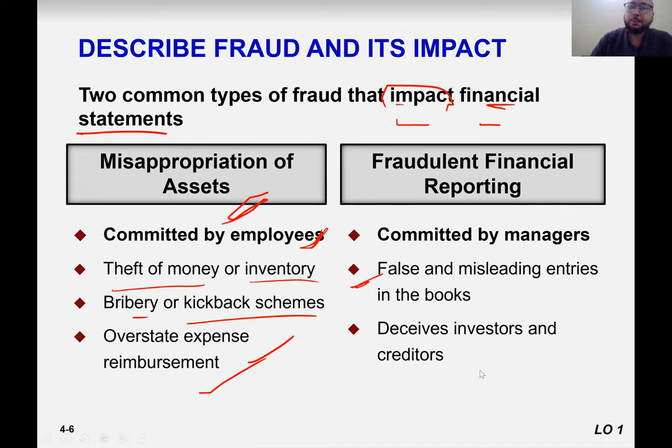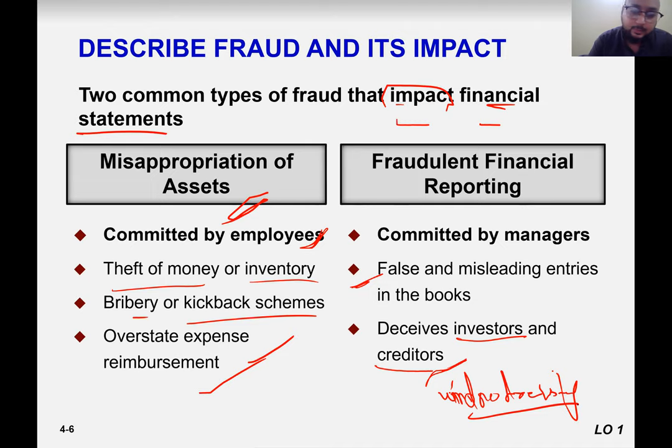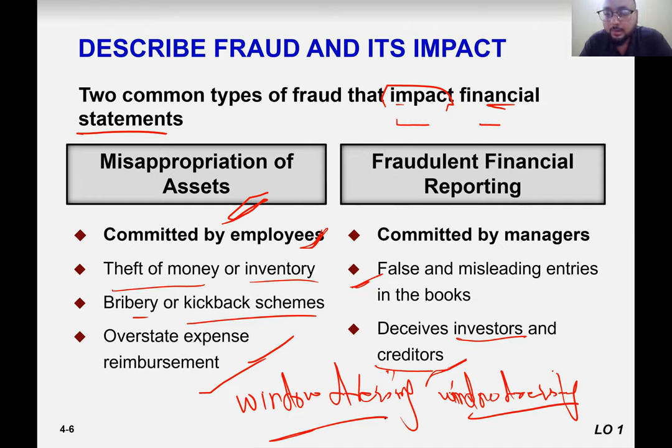Okay. So number two, fraudulent financial reporting, is deceiving investors and creditors. How would they do that? We call this window dressing. Like we do window shopping, we go to the store, but our intention is not to buy. So we call this window shopping.